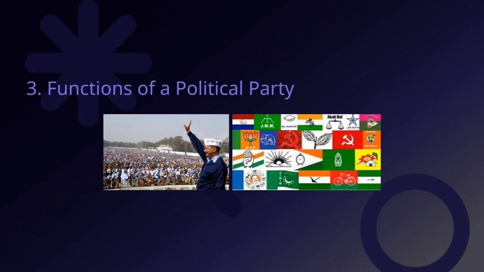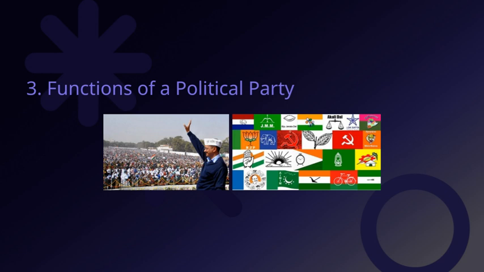Let's take a closer look at the functions of a political party. First, one of the main roles is to nominate candidates for public office. This means they select individuals who will represent their ideas and policies in elections. It's a way of organizing support and presenting a clear choice to voters.